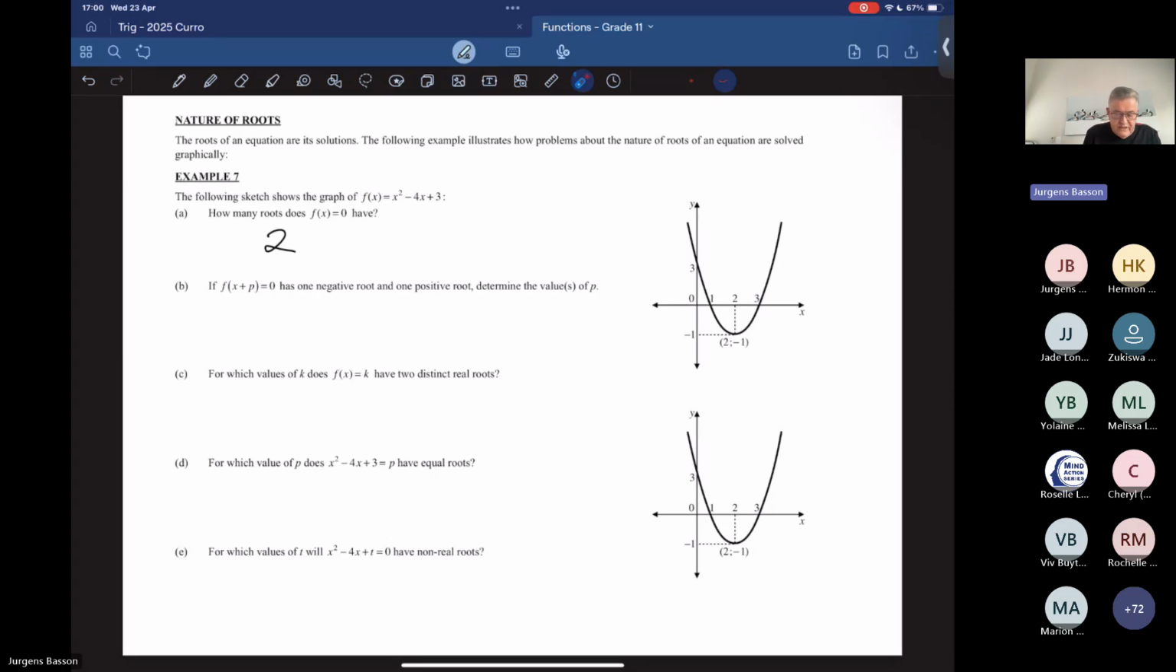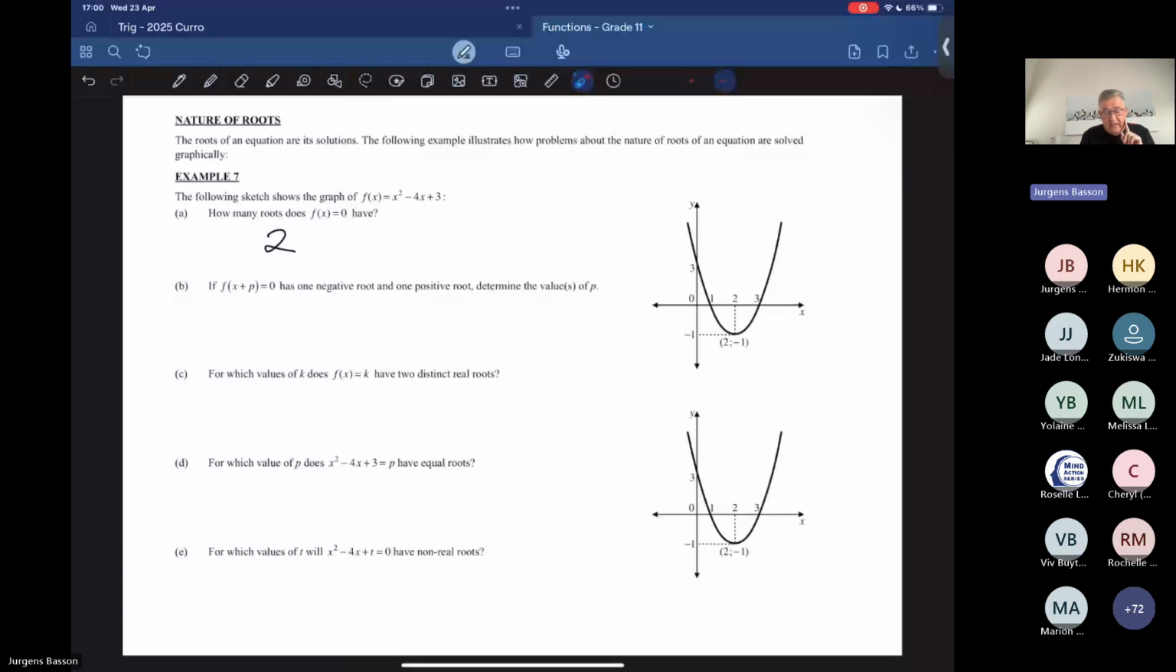Now, this notation tells us that this parabola must move to the left because the roots are 1 and 3 at the moment. We want this root to be negative, but this one must stay positive. So we want 1 negative root and 1 positive root. So you agree we must shift the graph 1 unit to the left.